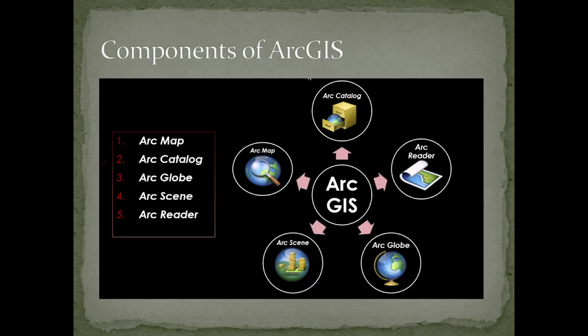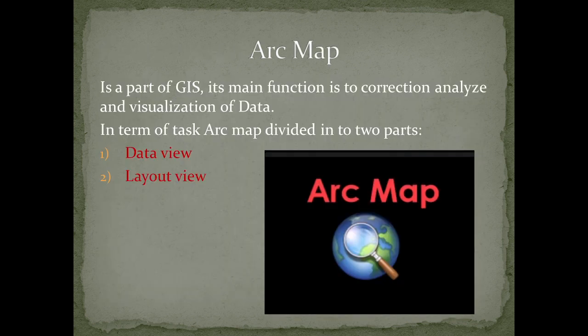Components of ArcGIS. The components of ArcGIS are ArcMap, ArcCatalog, ArcGlobe, ArcScene, and ArcRadar. ArcMap is a part of GIS. Its main function is correction, analysis, and visualization of data. In terms of task, ArcMap is divided into two parts: data view and layout view.